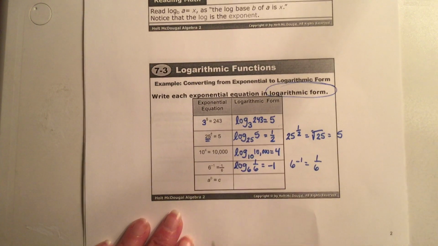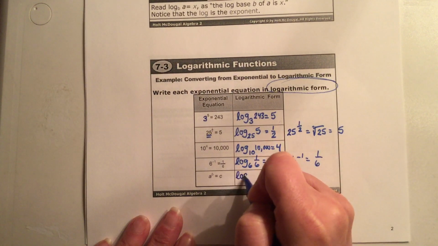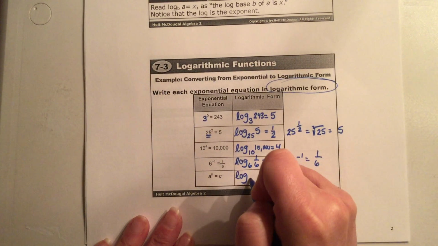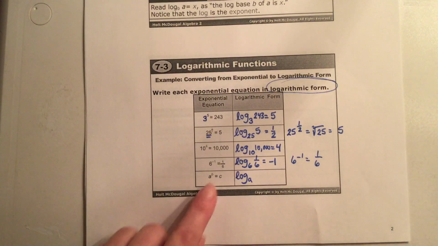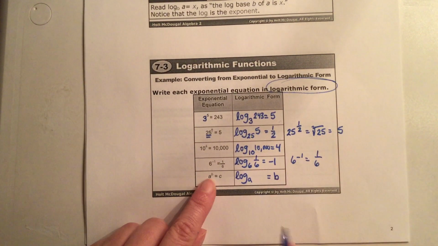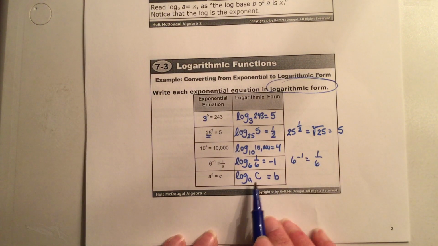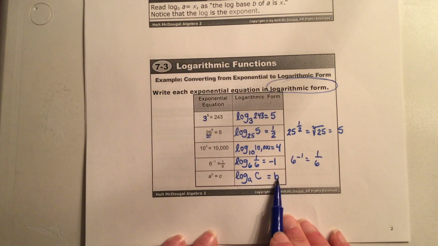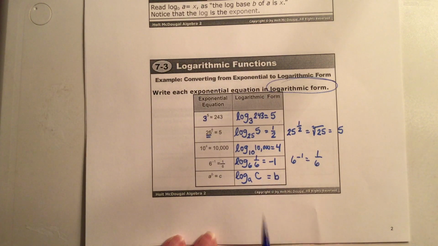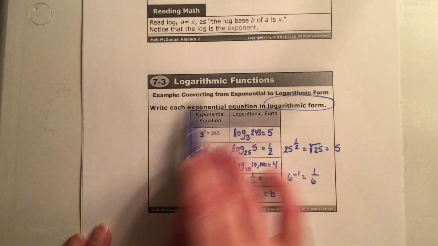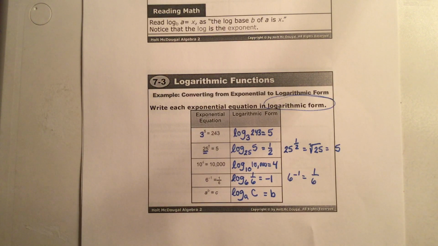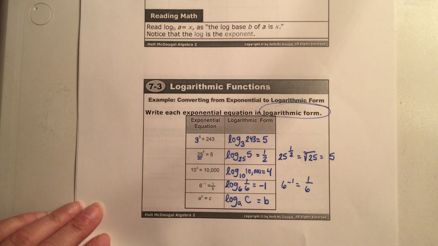Last one, this time they use variables instead of numbers. Log, the base of the exponent is an a, so the base of the log is an a. Equals, it's always equal to whatever the exponent is, and the c comes over here. So log base a of c equals b is the same thing as a to the power of b equals c. So this is the top third portion of your worksheet. You are just going to be given exponential equations, and they want you to write them in logarithmic form. So at this point, you could already do 1/3 of the worksheet.